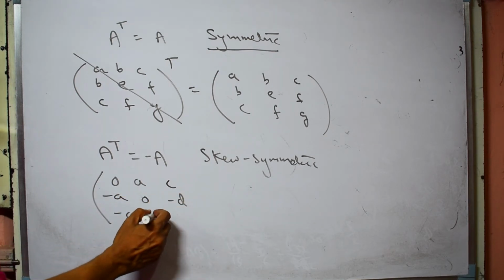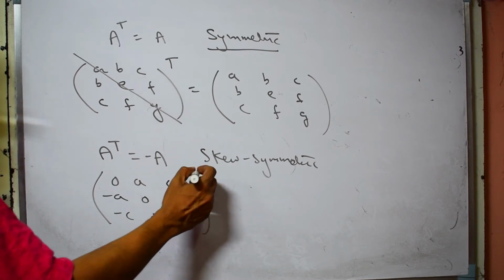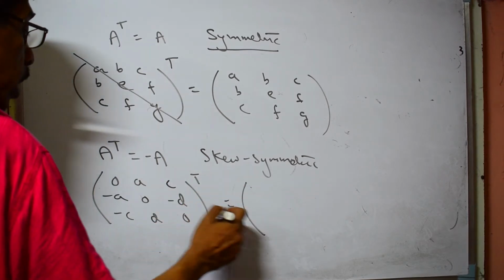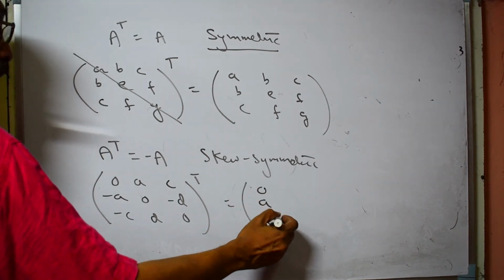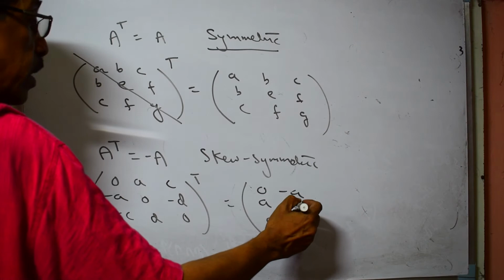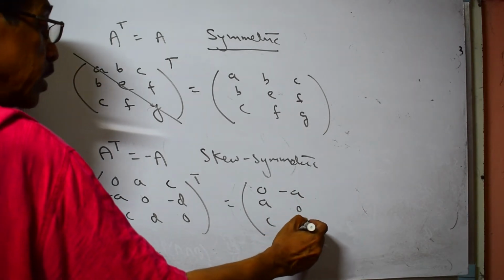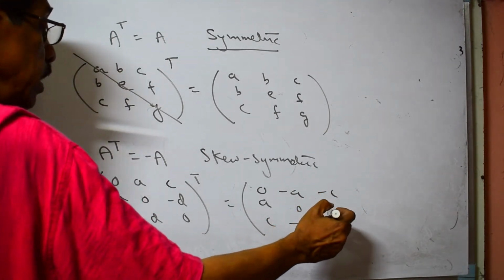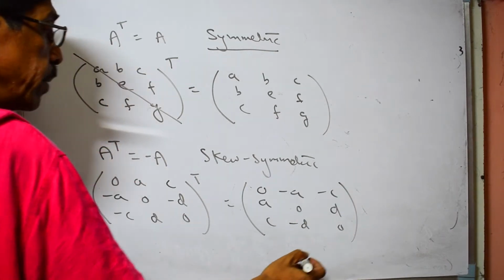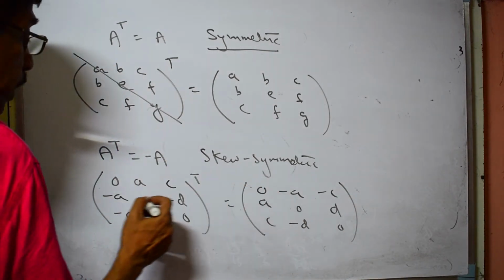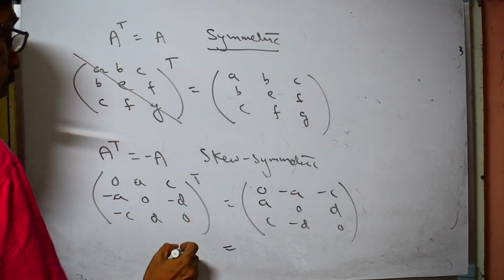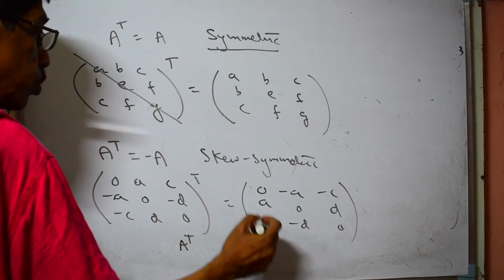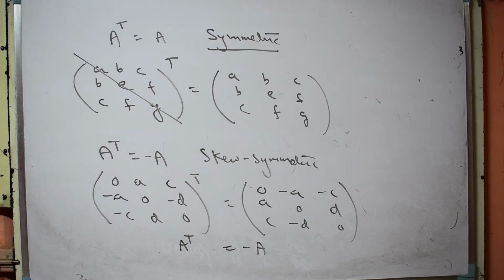We are finding this one. So if I transpose, what we are finding is that the lower and upper parts will be interchanged. It means A0 AC minus A0 minus D and minus C D0. So what has happened? This value and this value, if I compare, minus A is minus A. So it is nothing but A transpose is equal to minus A. So it is a case of a skew symmetric matrix.